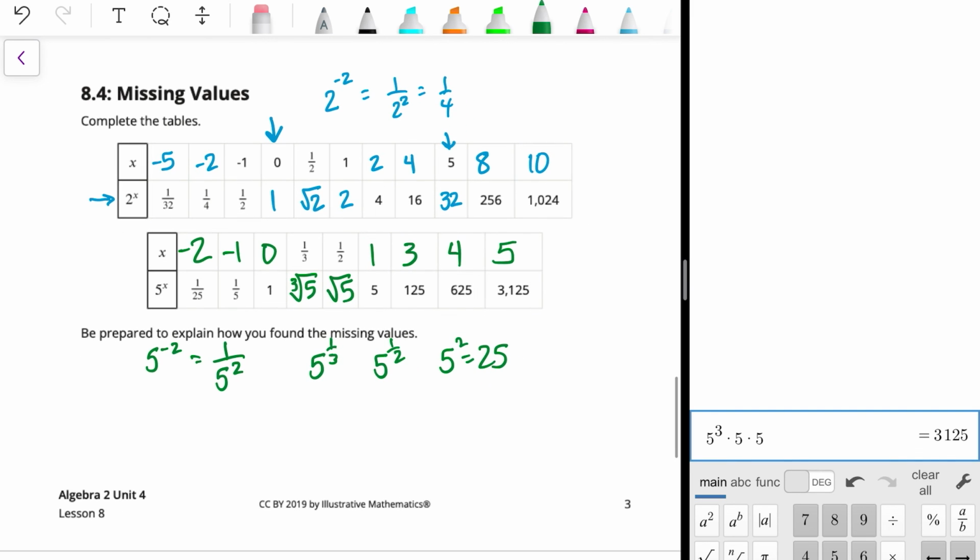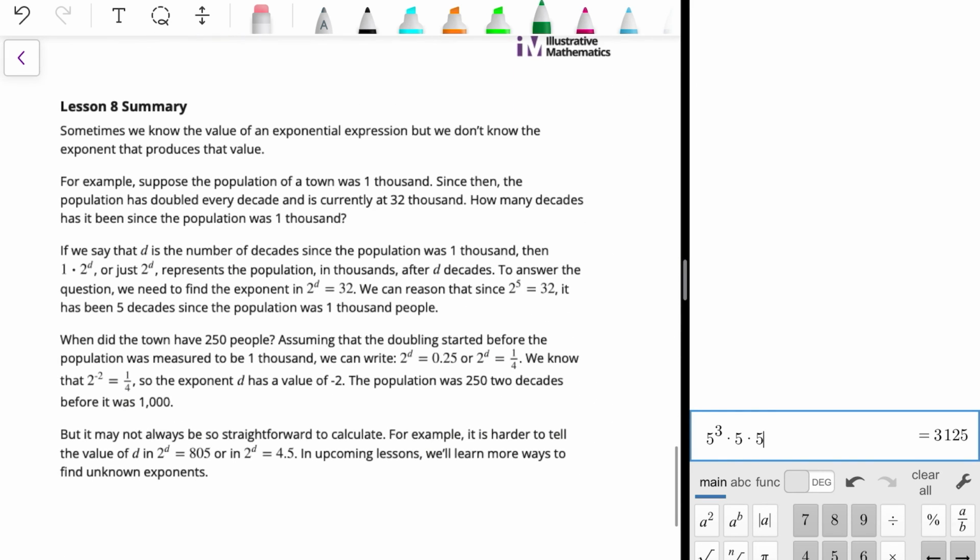So you can use a table to find some of the missing values if you don't know what your exponent is. But we're also going to talk about another way to figure that out. And then remember that you have a summary if you want to read through that.